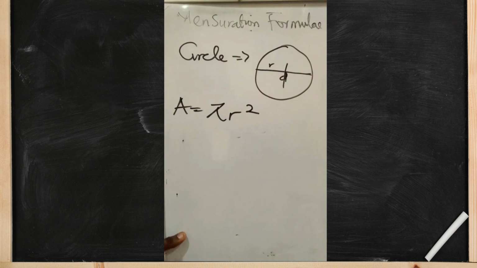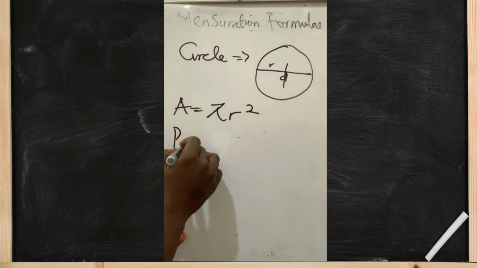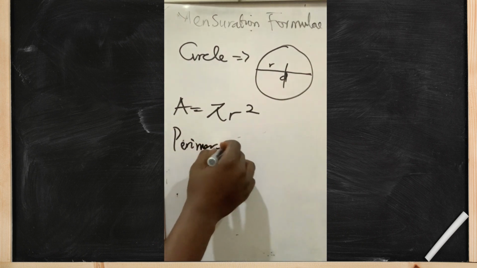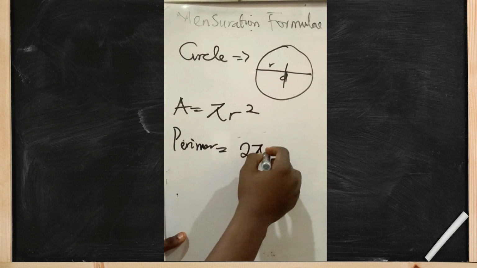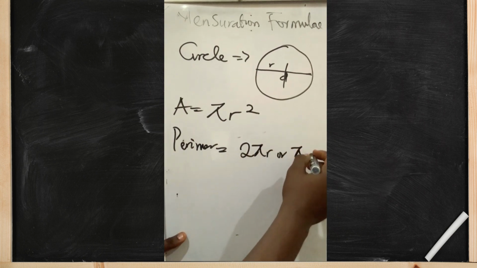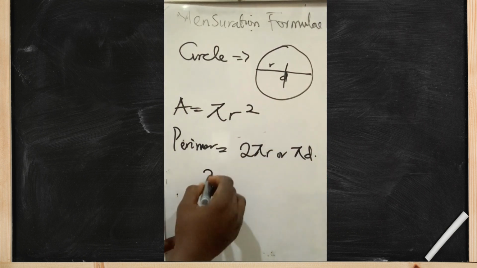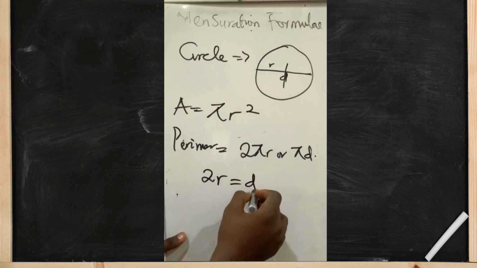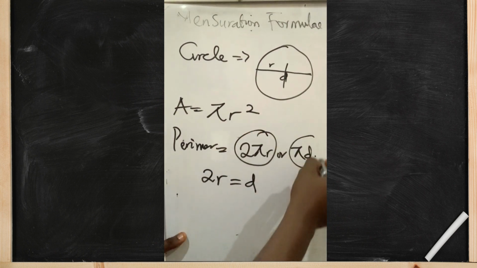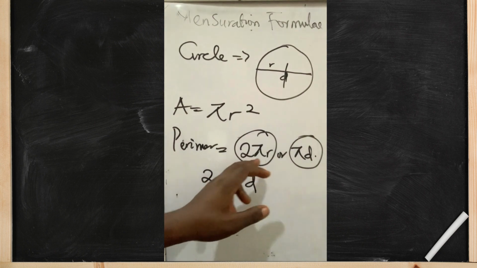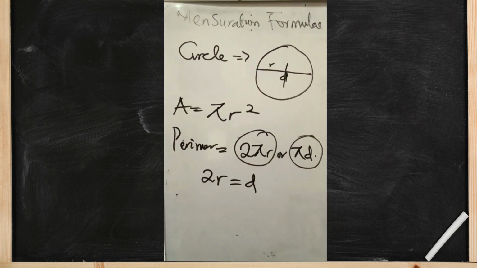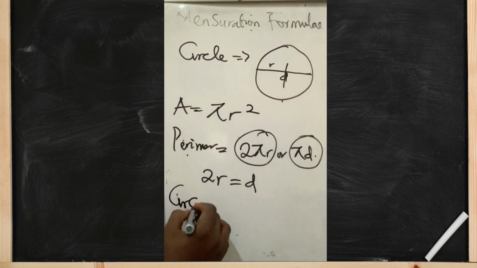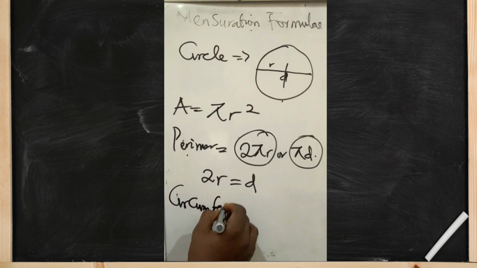Now, when you want to solve for the perimeter of a circle, it is 2 pi r or pi d. Pi d because 2r equals d. So 2 pi r or pi d because 2r equals d. Now, the perimeter of this circle is still the same thing as saying the circumference of the circle.